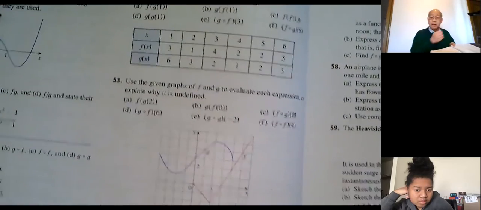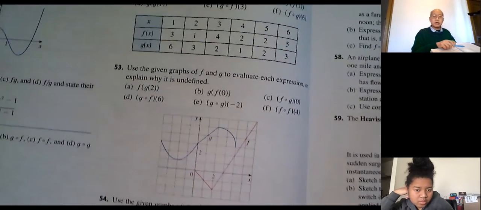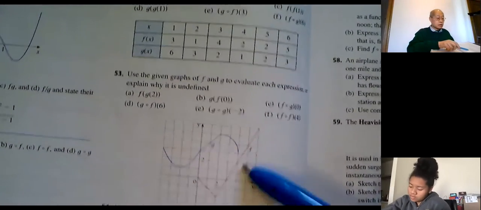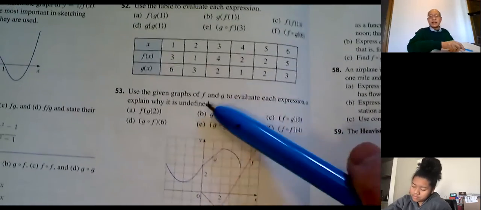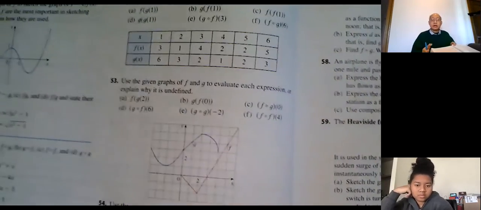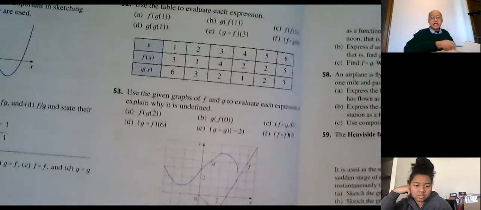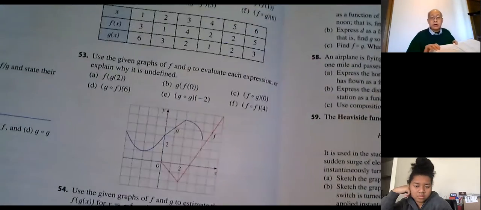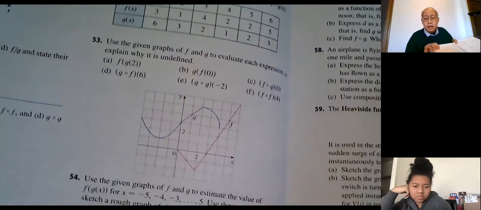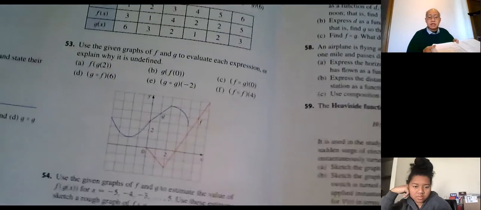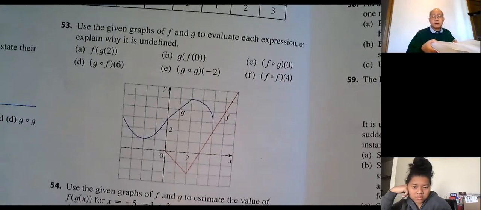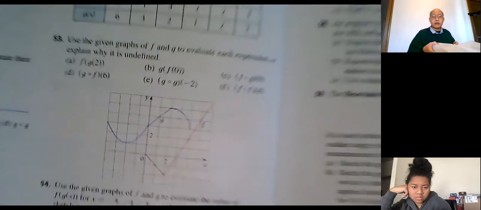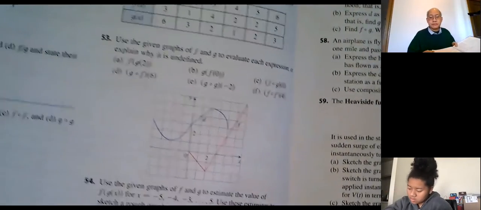Okay, 53 is the same thing except there's no table. You got to look at the text. But if you look at the text, that's sort of like the table, right? So find these, and it says some of these might be undefined. So why would it be undefined? Okay, so you have a g graph, which is in blue, and the f graph, which is in red. Okay, I can hold it for just a moment if you want to look at the video later, and that's all I'm willing to do because the book gets too heavy.